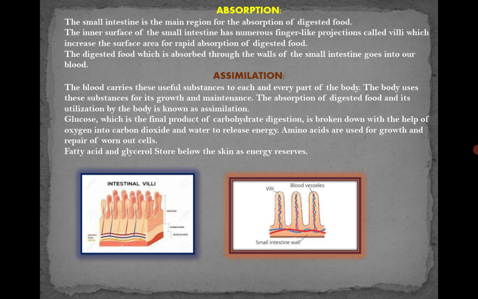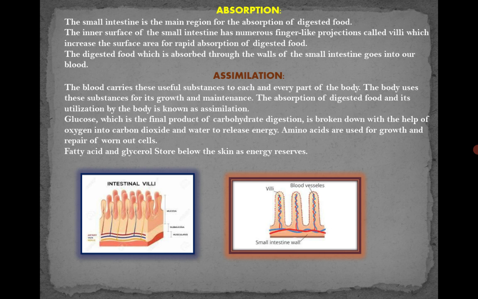Absorption. The small intestine is the main region for absorption of digested food. The inner surface of the small intestine has numerous finger-like projections which are called villi, which increase the surface area for rapid absorption of digested food.